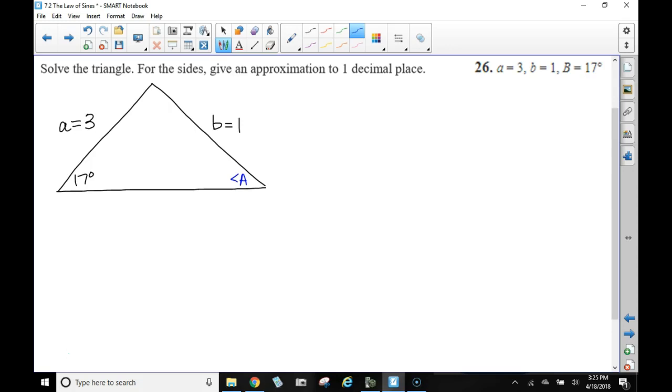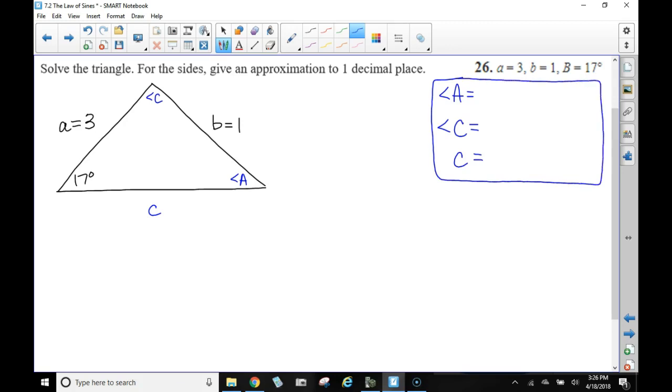And then we don't know anything about the C's. So up here, let me call this angle C, and this would be side C. Those are the unknown parts. All right, so we have angle A, angle C, and side C. That's going to go in my answer box.